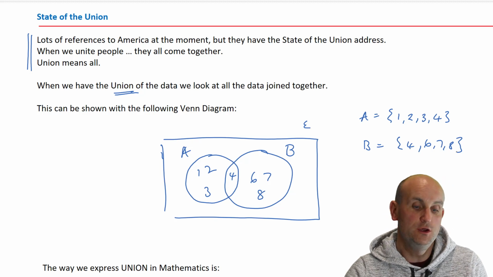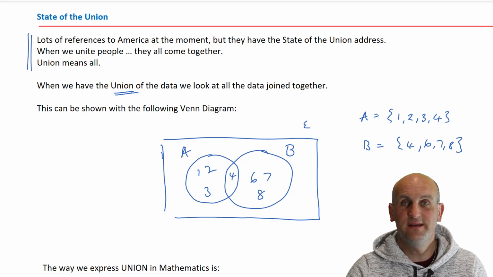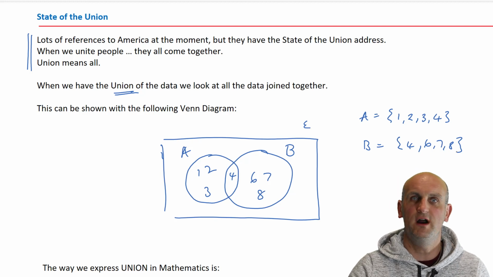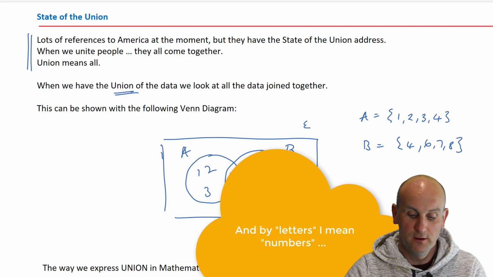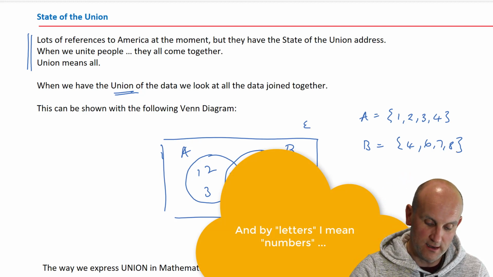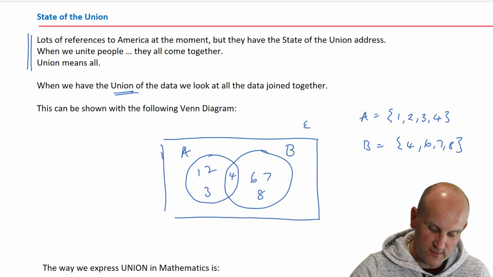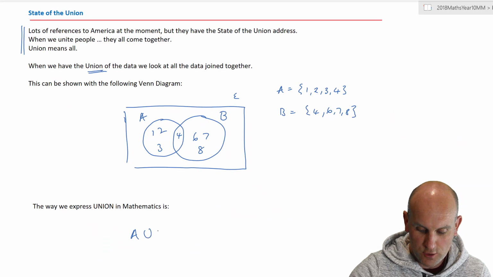If I want to know what the union is of this, what I'm basically saying is, do me a favour, write down all the numbers that appear in both A and B. So, the union of those, the way we express that is A ∪ B.